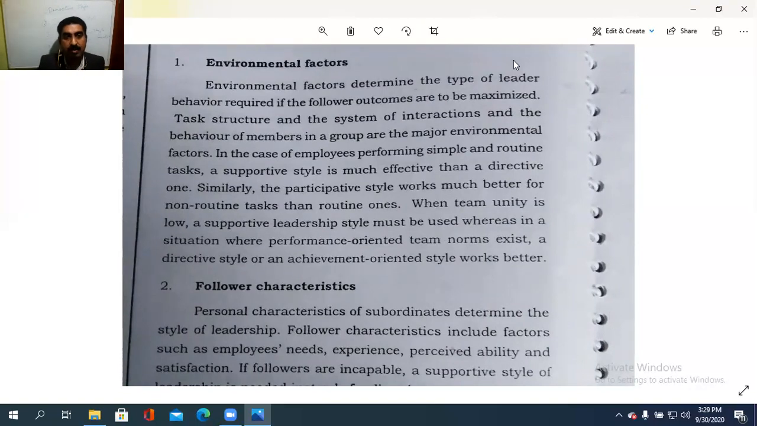So that is what was said: based on the environment that exists, if it is day-to-day or routine things, the supportive style is better than the directive style.